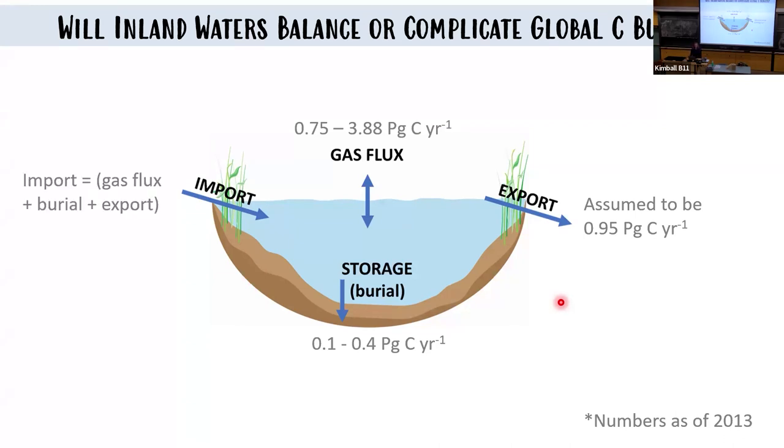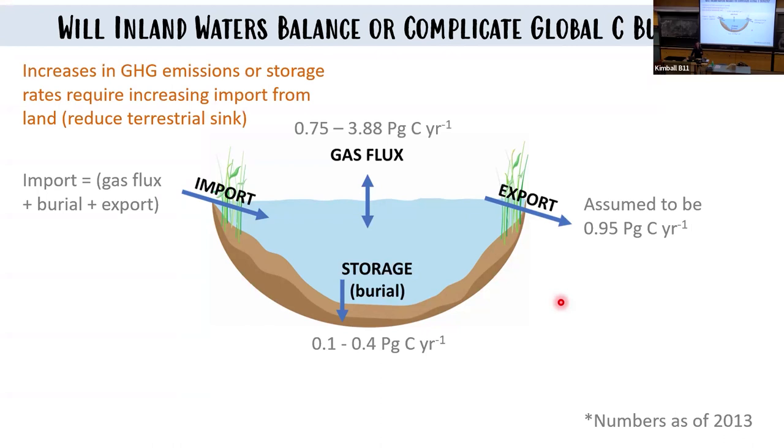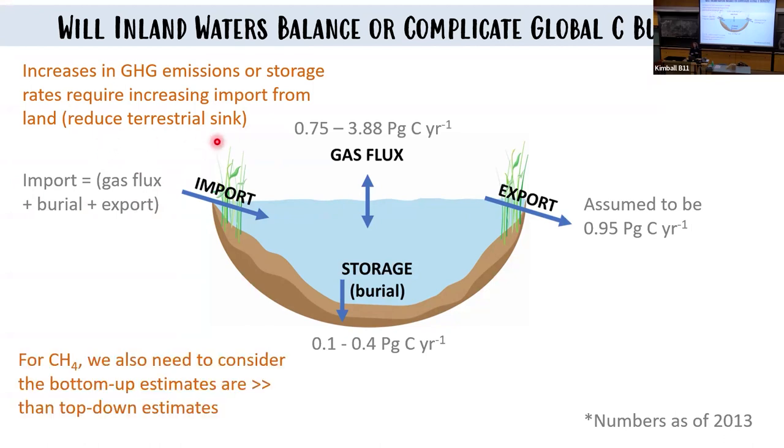And then that import term is going to be adding up these other terms: the gas flux, the burial, and the export. So a few things to note. If we increase our greenhouse gas emission term, which is what we keep doing with every new study we do, or we increase how much carbon is being stored in inland waters, that's going to require increasing our import, which right now means reducing our terrestrial sink. For methane, we also really need to consider the fact that our bottom-up estimates are much greater than our top-down estimates, and our sources are also much greater than our sinks.